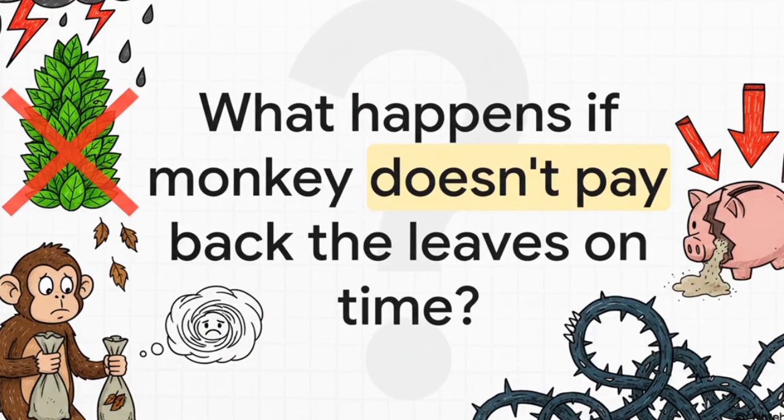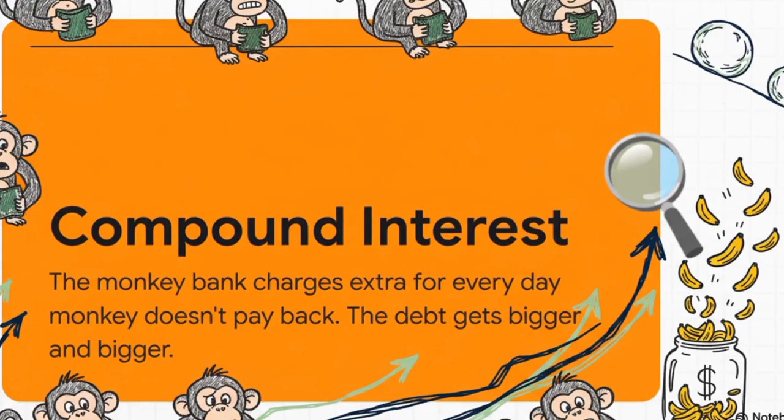And this is where things can get a little dangerous, because credit can be an amazing tool, but it can also be a trap. So, what happens if our monkey doesn't pay back the leaves on time? What if they spend more than they can afford? Well, the answer is a little thing called compound interest. And this is where it gets serious.